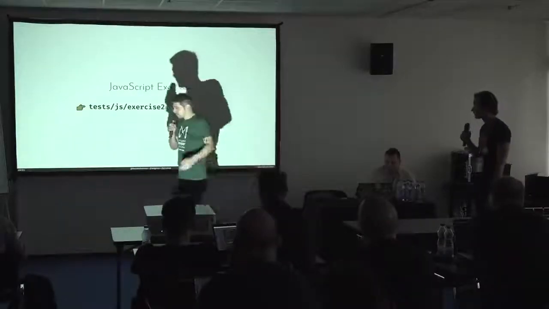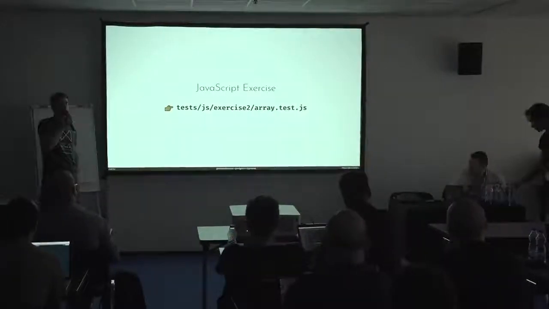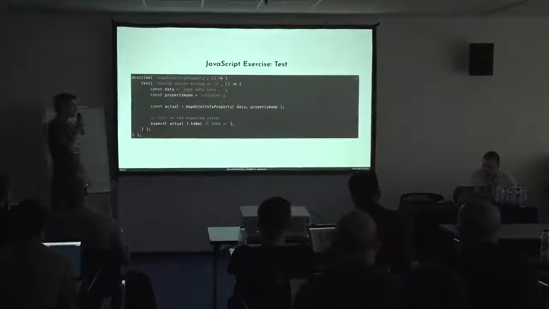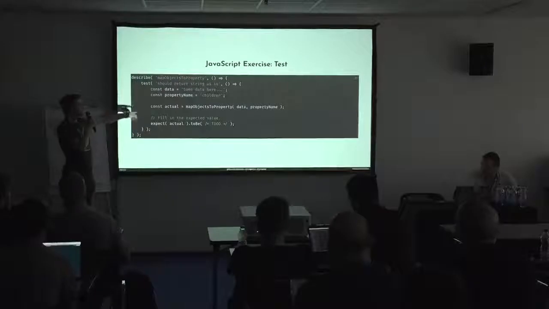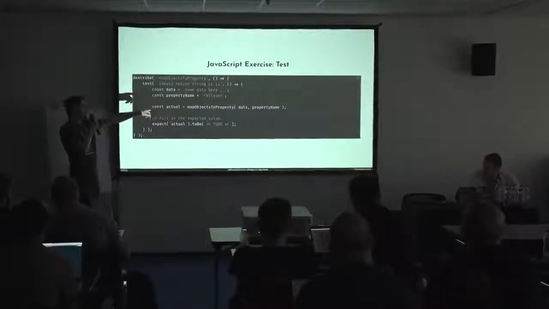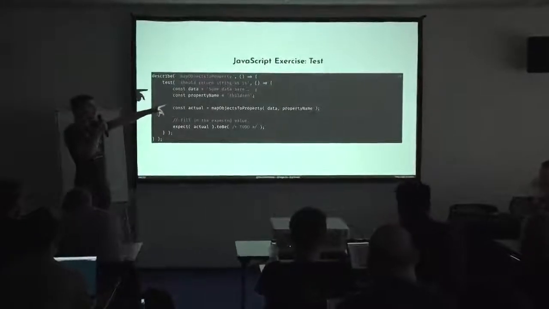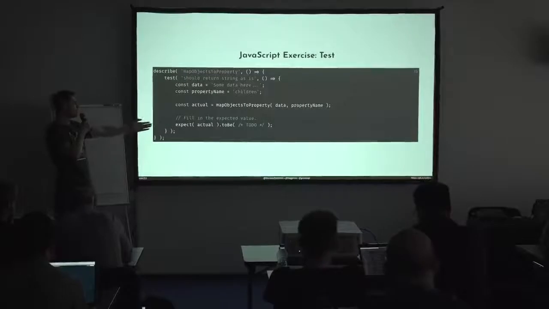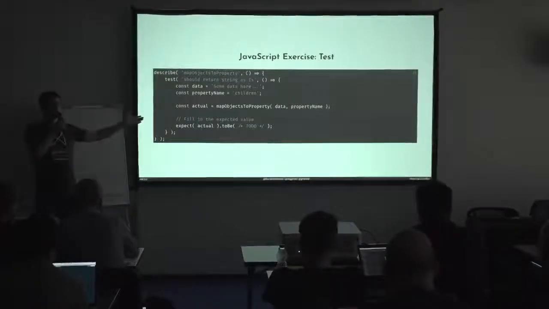Now we have the JavaScript part, and again, I just pick one file. In the exercise2 folder, there are three or four files. I picked the array test for now. This is the current test. We call mapObjectsToProperty with data, which is a string. We pass the property name, which is children, and then we expect that the actual value, the return value of our function call, is to be what?